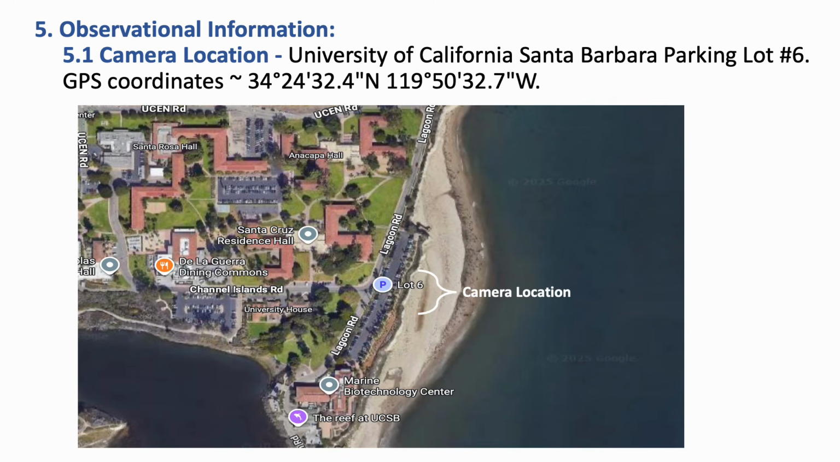Observational information, camera location. So I shoot from University of California, Santa Barbara, or UCSB, parking lot number 6. So this is the parking lot. More recently, my camera is set up right about where the red dot is. Previously, it was set up right over here, about 100 feet to the north. GPS coordinates are right here if you want to check it out.